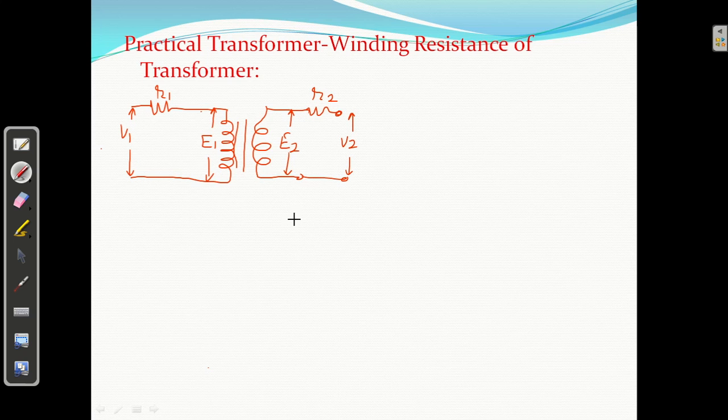So if we have an actual transformer or practical transformer, the winding resistance will be R1 on the primary side and R2 on the secondary side. But in the case of an ideal transformer, the condition was that the winding resistance was 0 on the primary side and the secondary side. So when we go towards the actual transformer or practical transformer, winding resistance will be there, R1 and R2, on the primary side and secondary side, right?